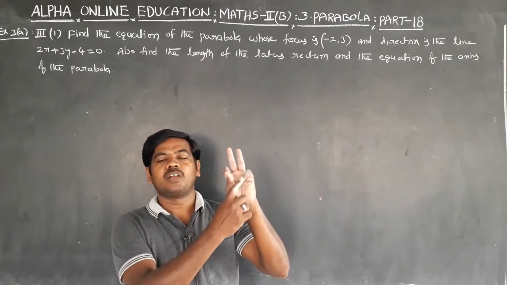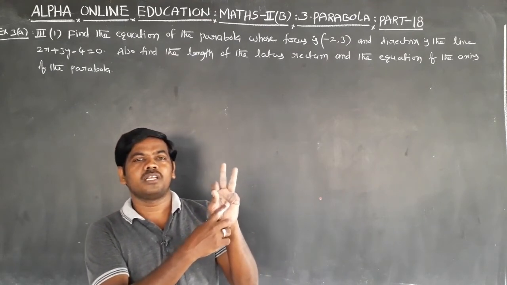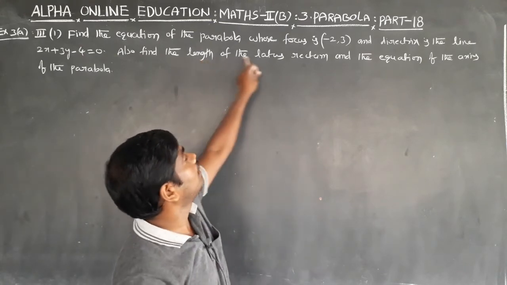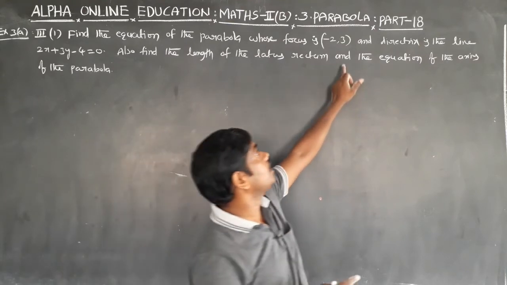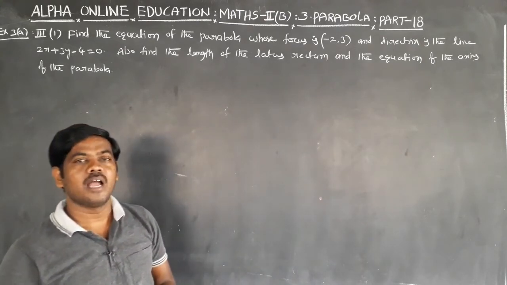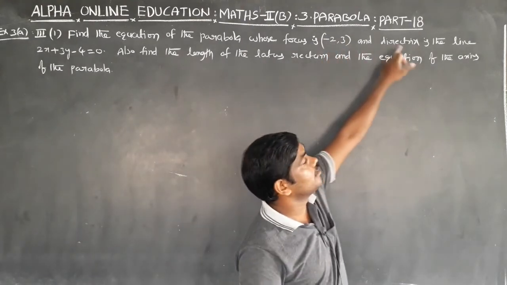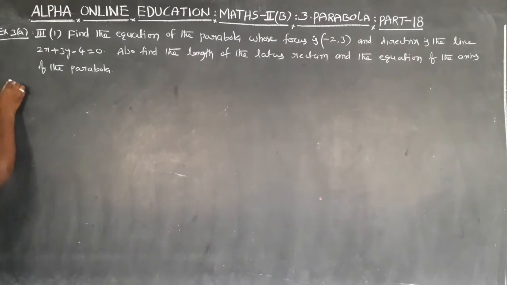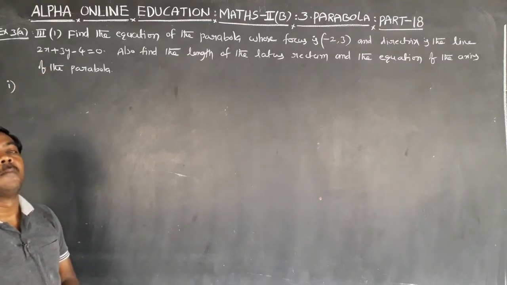First one is find the equation of the parabola. Second one is find the length of the latus rectum of the parabola. Third one is the equation of the axis of the parabola. Here given that focus and directrix. First of all we prove the first part, that is, find the equation of the parabola.